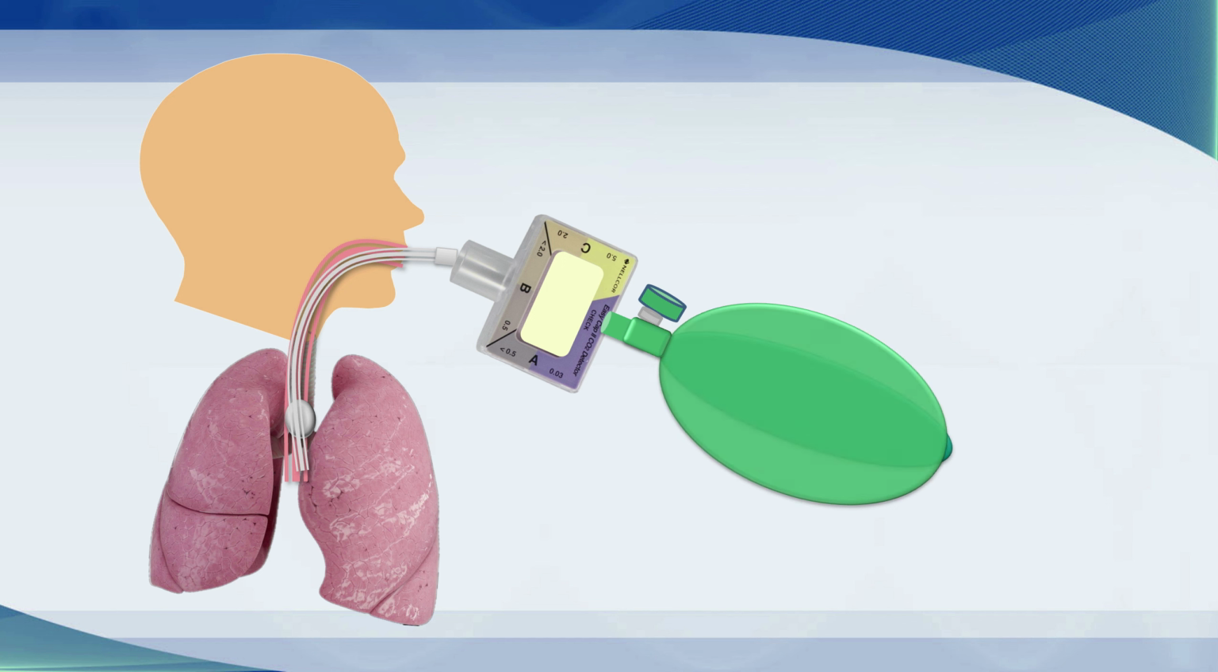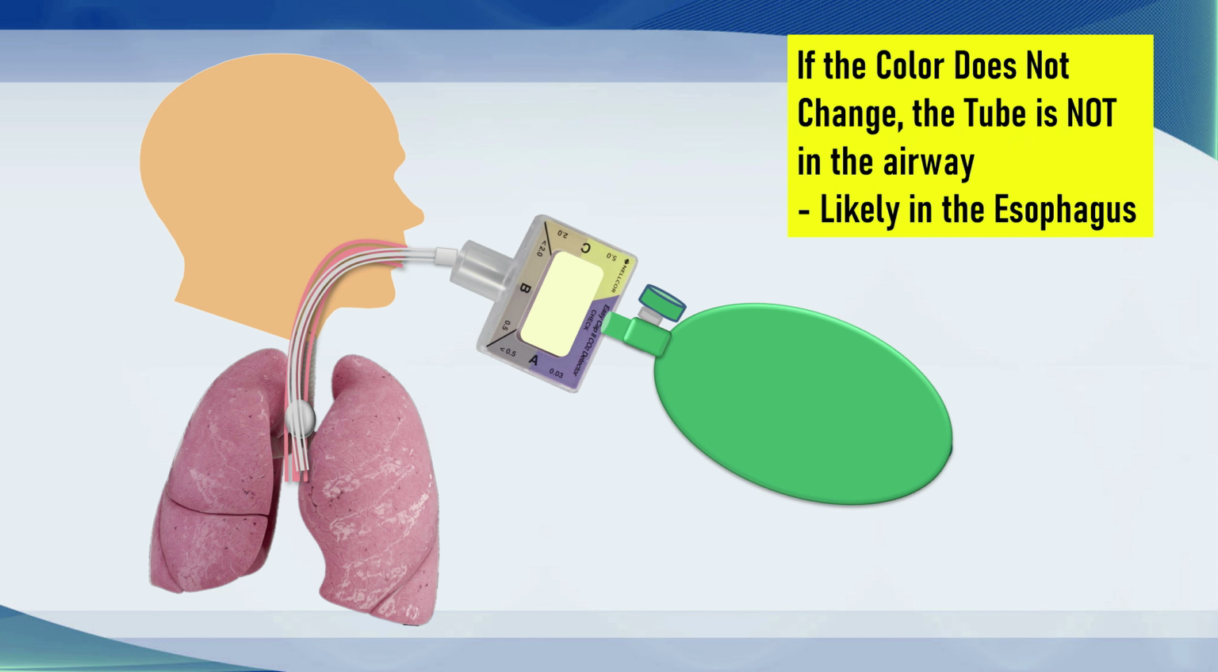If you do bag the patient, and of course the bag refills, but the color does not change, the tube is not in the airway. It's likely in the esophagus. It doesn't matter whether the person who intubated the patient was certain that they saw the tube passing through the vocal cords. If it doesn't change to purple, the tube is not correctly placed, and then bag and mask ventilation should take place. Perhaps the placement of a laryngeal mask or another attempt at intubation should be made.